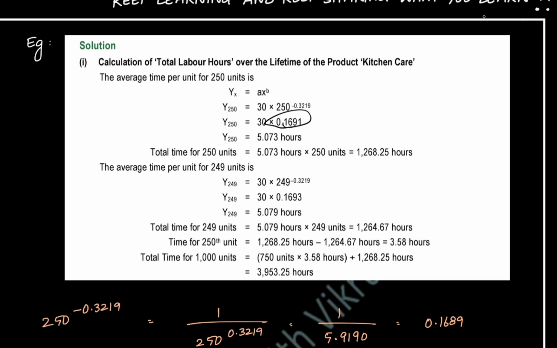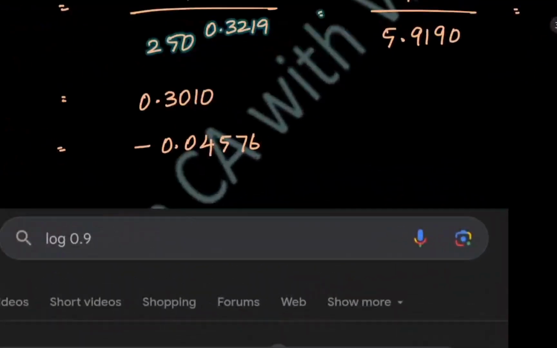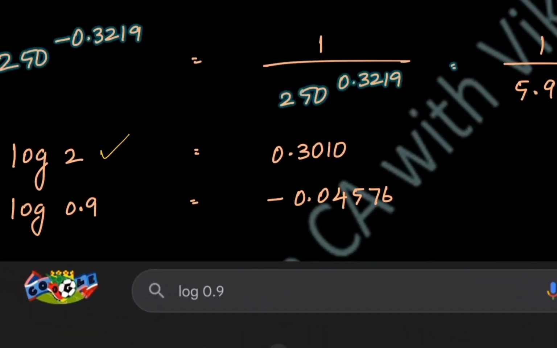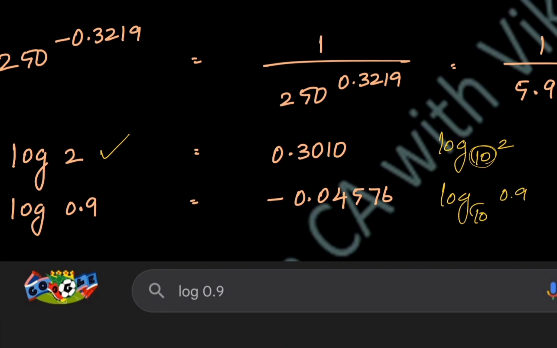Now the next trick which you have to see is for calculating logarithms. For example, we have to calculate the logarithm of 2. We have to calculate the value of log 2. This trick we can use only for calculating log base 10. Log 2 base 10 we can calculate using this trick, and for log 0.9 base 10 you can use this trick for calculating. Now we can see the calculation of log in a calculator.